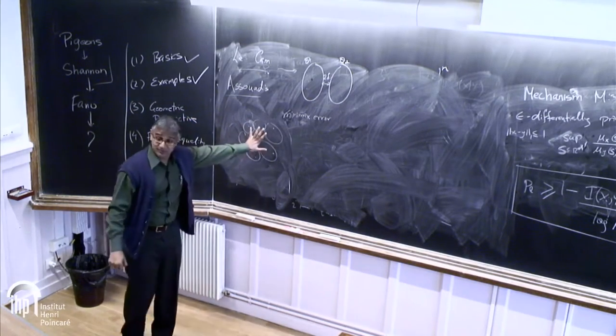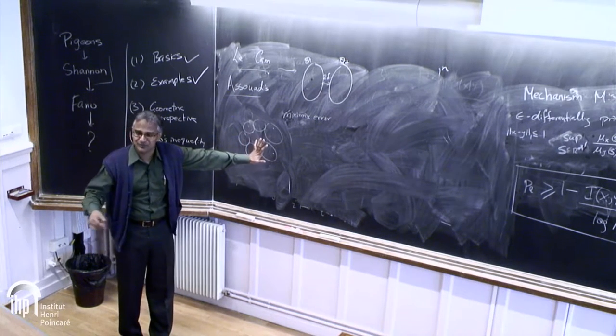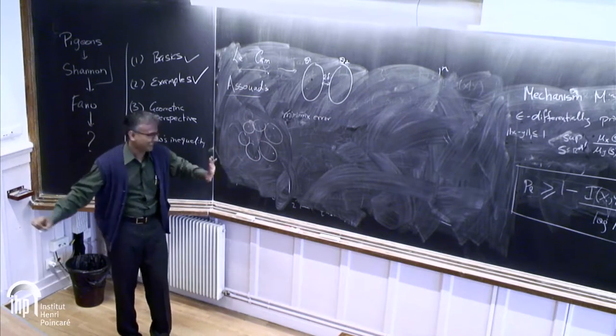Well, all this drawing of balls is in the parameter space. It's not in the distribution space, right? Because that's the only space in which I can draw balls like that. In the distribution space, there's no metric, and it's kind of bizarre and crazy.